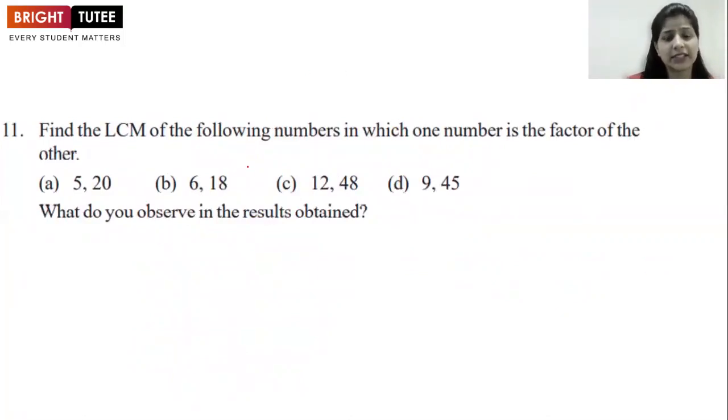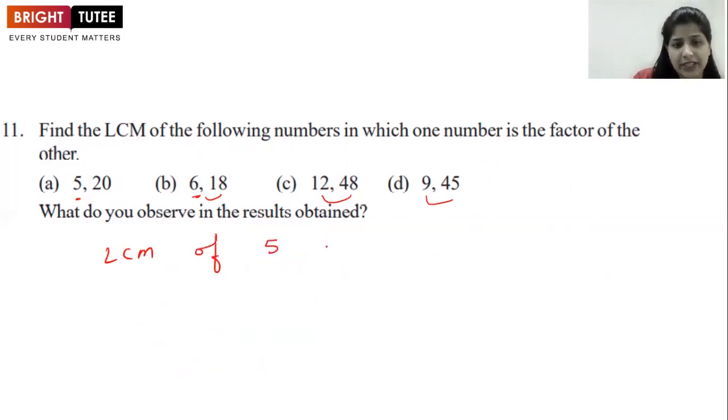So here is the next question. We have to find the LCM of the following numbers in which one number is a factor of the other. You see, 5 is a factor of 20, 6 is a factor of 18, 12 is a factor of 48, and 9 is a factor of 45. So we have to observe what we see in the results obtained. Let's first find the LCM. LCM of 5 and 20.